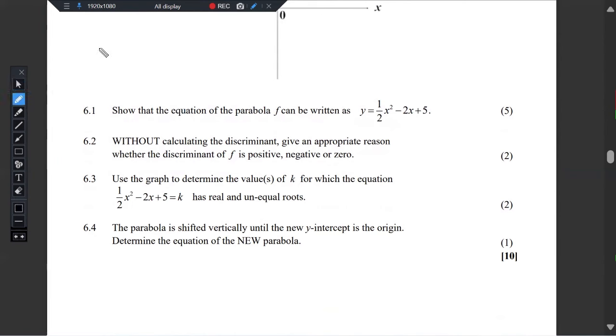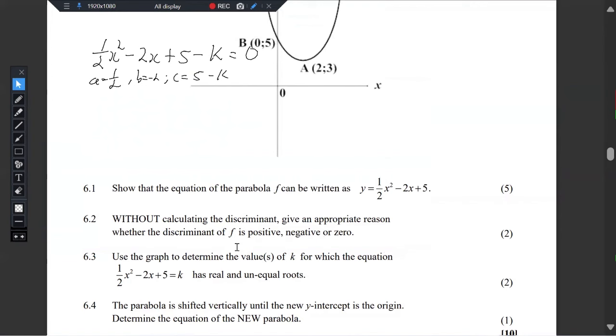Before anything, let's write our equation here in terms of the standard formula, right? So A is 1 over 2, our B is -2, and our C is 5 minus k. Now we can calculate this, but we want to actually use the graph, right? In order for this to have real and unequal roots, it must intersect at 2 points like this, and these 2 points must not be at the same place.